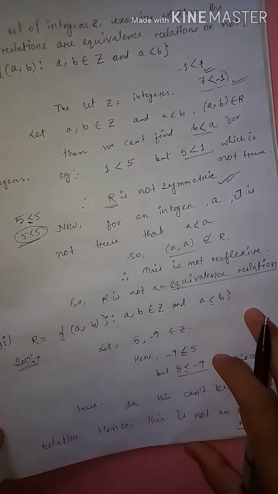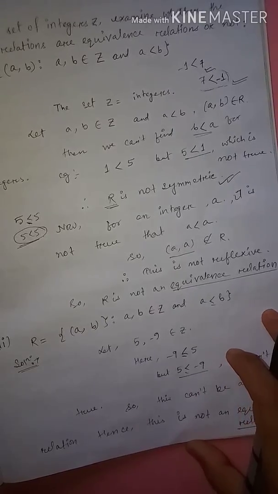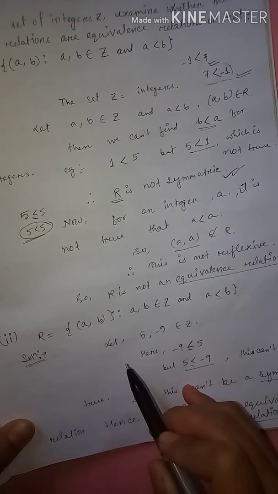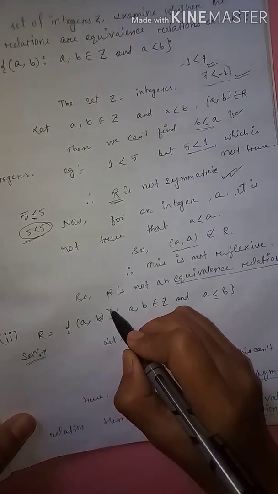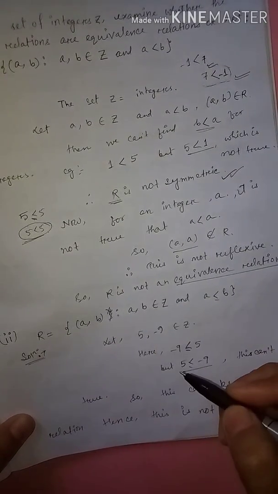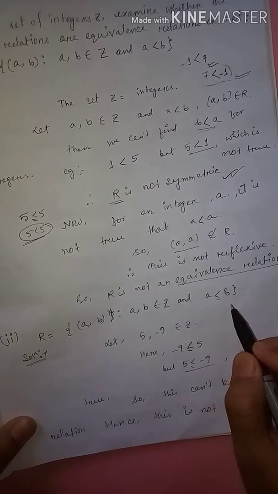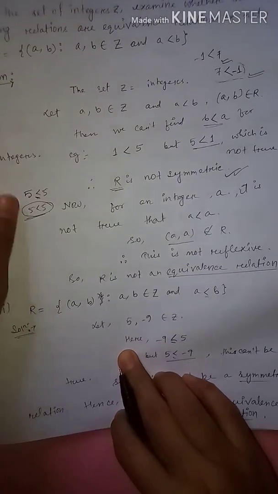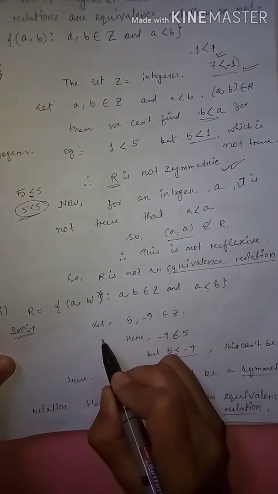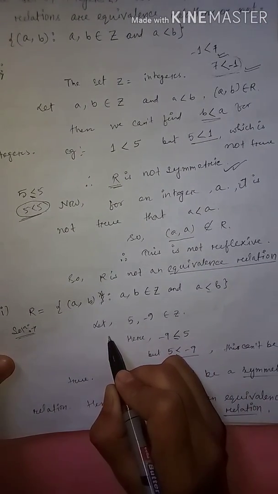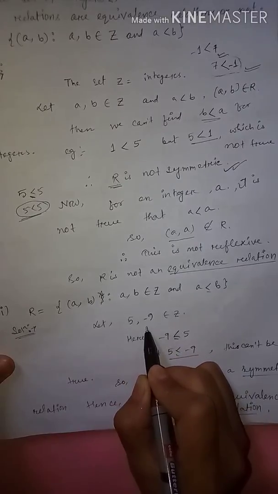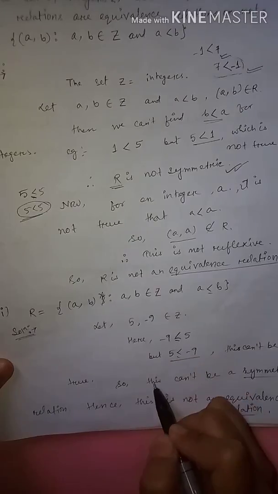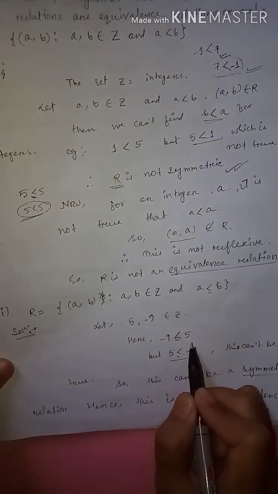Now, number 2. Here, R is equal to the ordered pair (a, b) such that a, b belongs to Z and a less than or equal to b. Let's see. Let us take two elements in the set of integers, 5 and minus 9. Here minus 9 is less than or equal to 5. I can write it in this way.